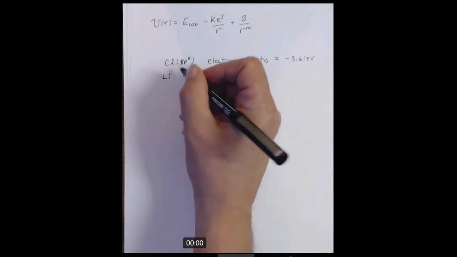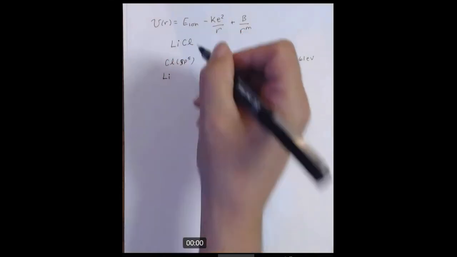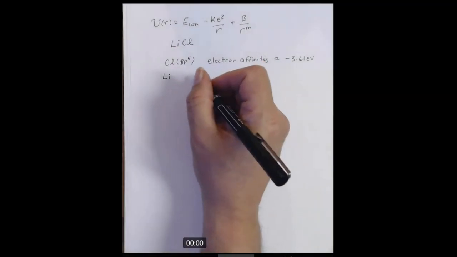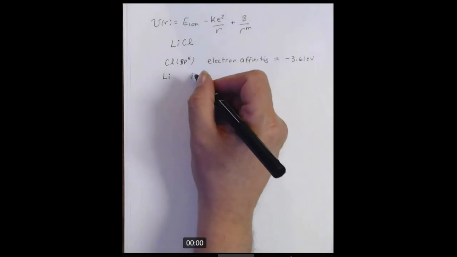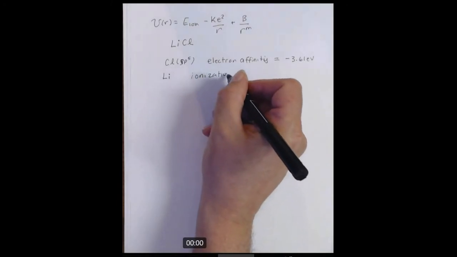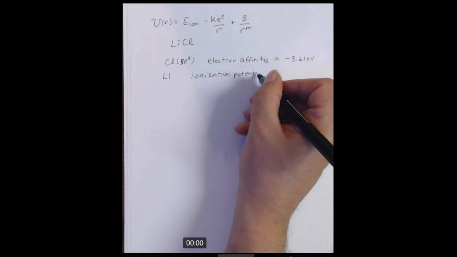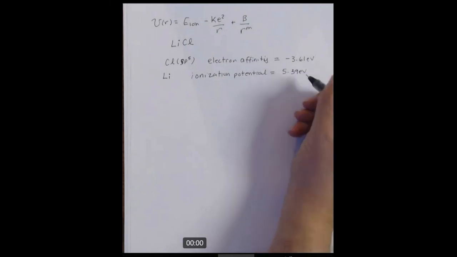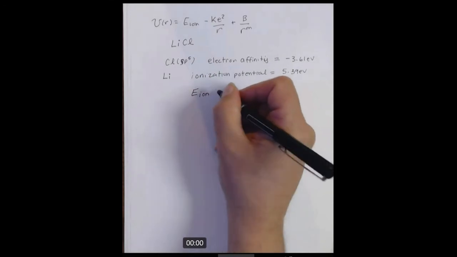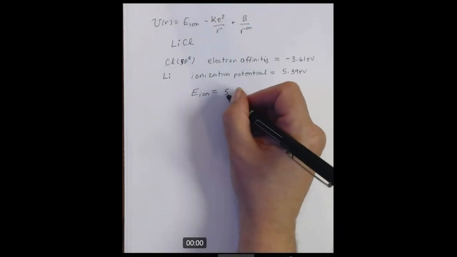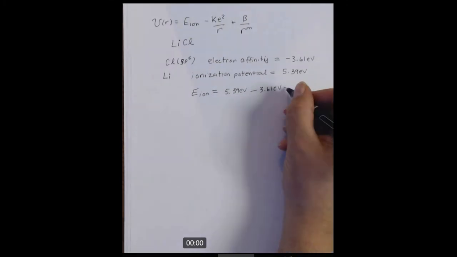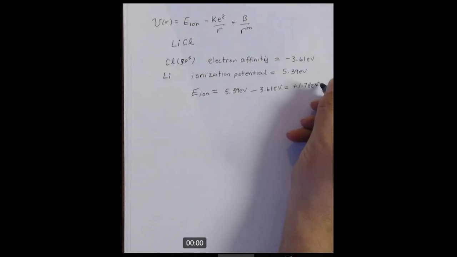So let's also look at lithium. Our molecule that we're going to model is lithium chloride. Lithium has a 2s electron, so the ionization potential for lithium, which I know you know, is the amount of energy required to remove the valence electron. It is 5.39 electron volts. So that means the total energy required to make these two ions is 5.39 eV minus 3.61 eV. So we get positive 1.78 electron volts.